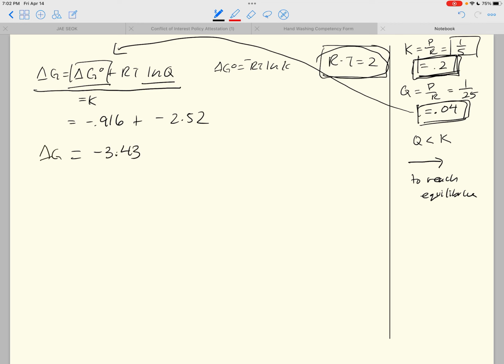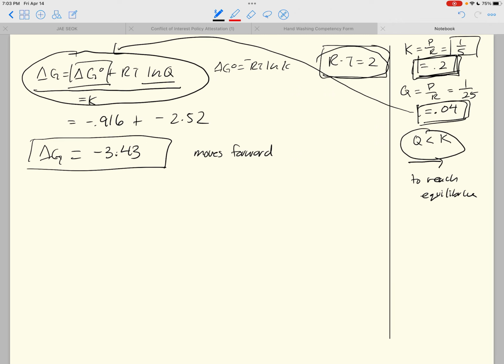So delta G is negative 3.43. And what does that mean? Remember, when delta G is negative, that means it is a spontaneous reaction which moves forward. All right? And what's interesting is this is exactly the same thing as this.